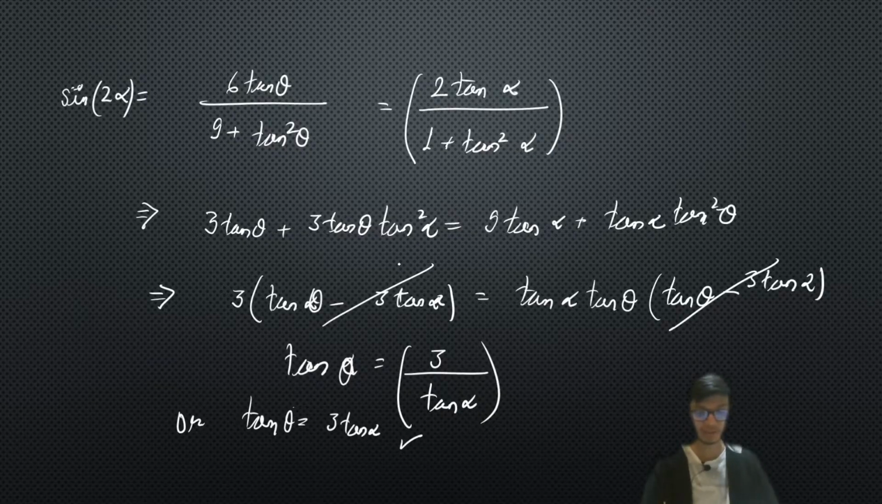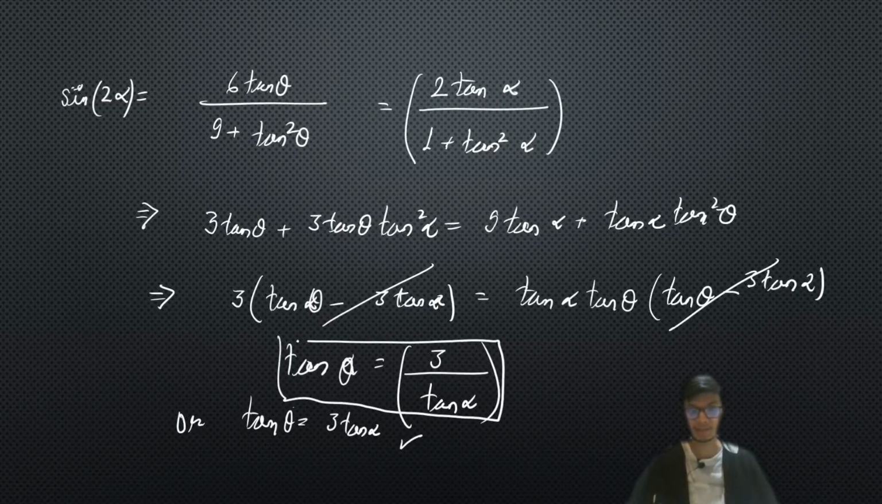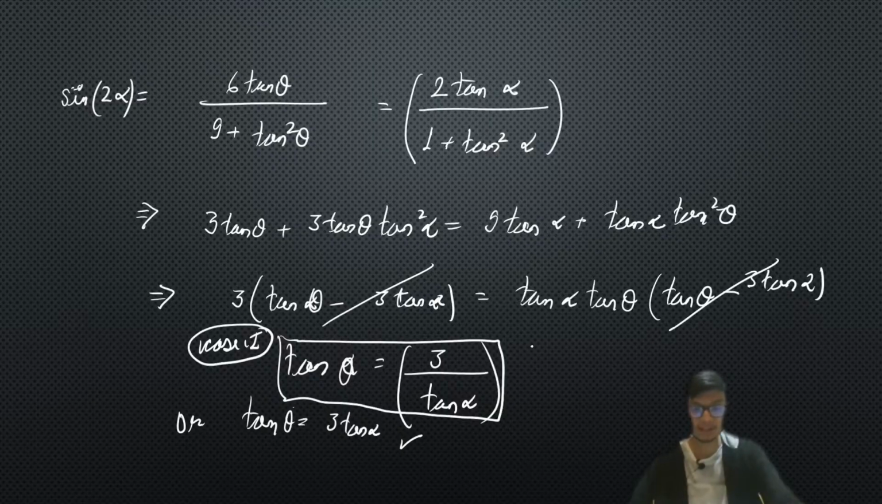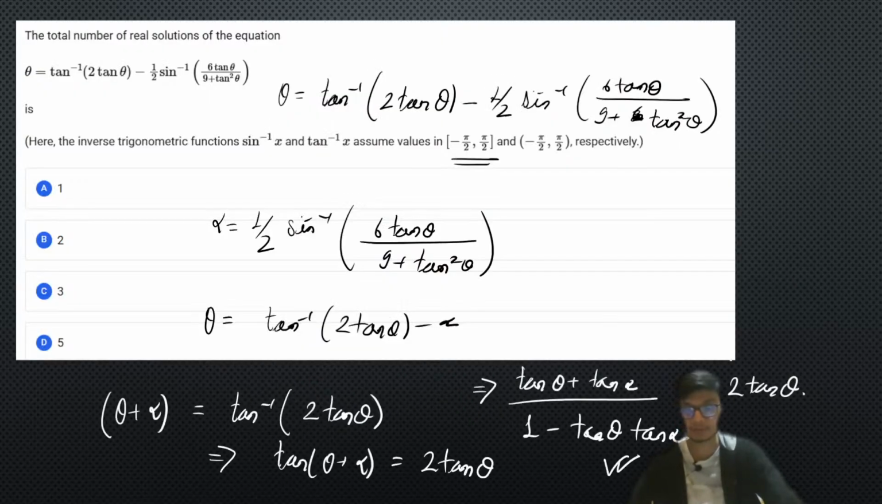Okay, so if I go with the first case, when tan theta is equal to 3 by tan alpha, let us consider this as case 1 over here. So if I go with the first case from this particular solution, then I can write tan theta plus tan of alpha, that I can write as tan theta by 3, and then if I solve this particular equation, over here, then I'm going to get tan theta is equal to 0, right?